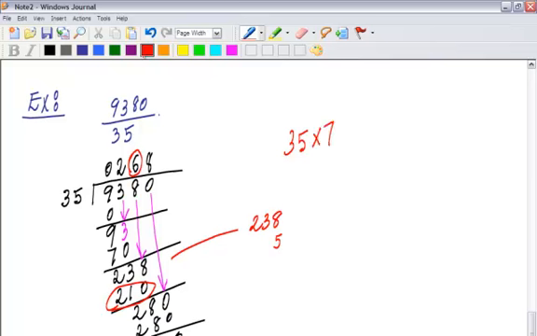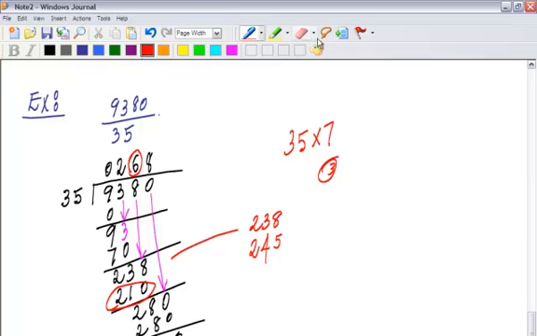5 times 7 is 35, and so I have a 3. 3 times 7 is 21, 21 plus 3 is 24. And so I see that I get something bigger than 238. But keep in mind that I want something smaller than 238. So I cannot pick 7.